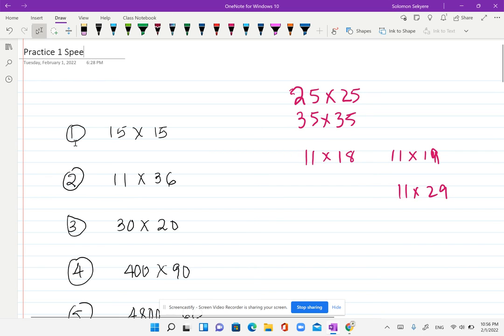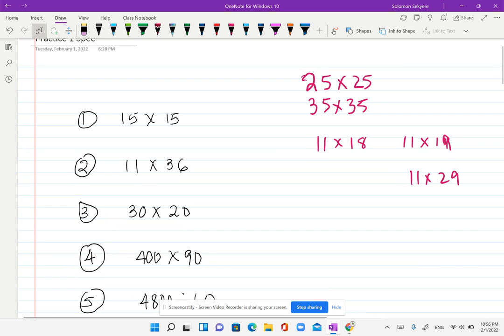Okay, let's do some speed math. Let's do some tricks. Suppose you are asked to multiply or square a number that ends in a 5, like 15 times 15.